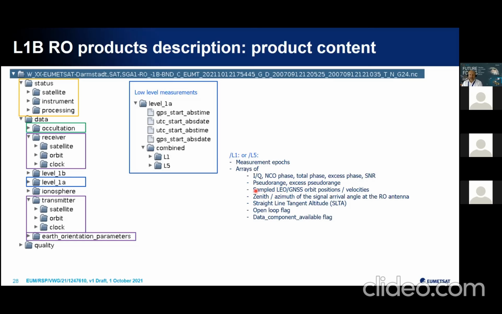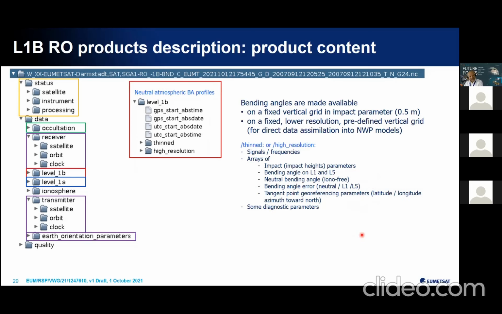So we are providing the sampled LEO GNSS orbits, positions, and velocities, the zenith and azimuth of the arrival angle at the radio occultation antenna, the straight line tangent altitudes, and some other flags.